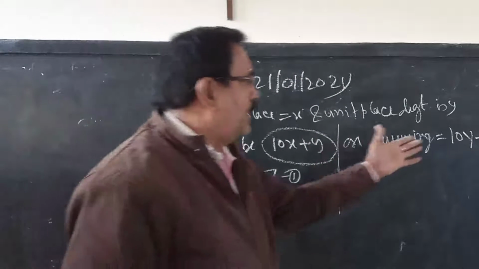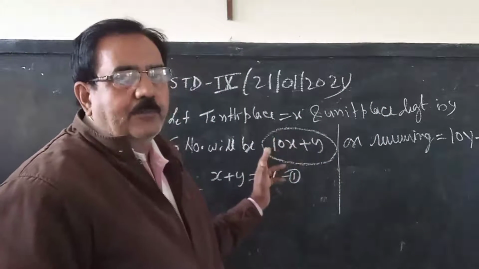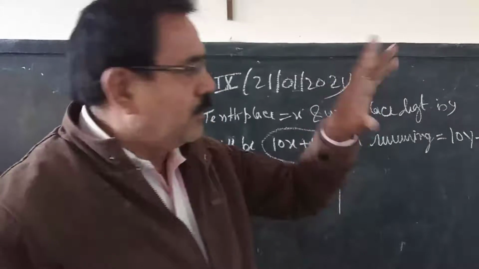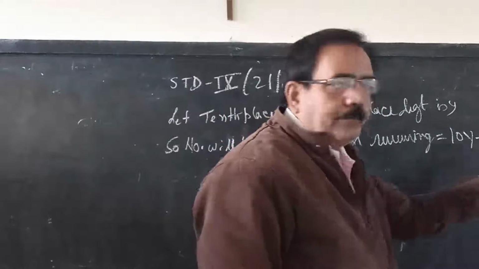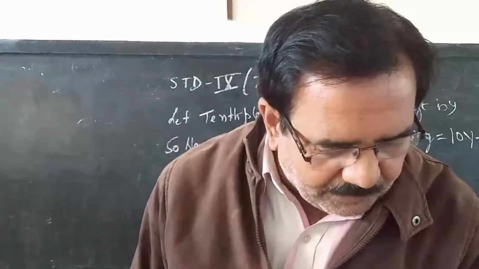On reversing, our number will be 10y plus x. Means which is in the unit place will come in the tenth place, and which is in the tenth place will come into the unit place. So the new number will be 10y plus x.